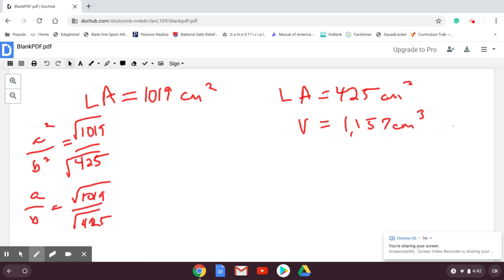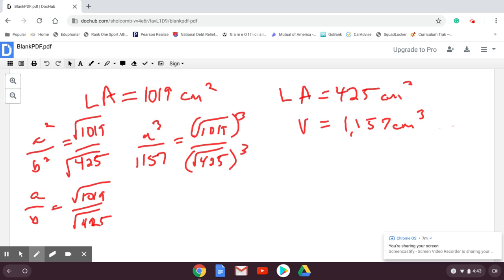But then I have to do volume of the large, a cubed, over the volume of the small, but they give me the volume of the small. The volume of the small is 1157. And that's equal to the original scale factor, which is this really ugly square root of 1019 over the square root of 425. But I have to cube those square roots. So there's the setup of this problem.